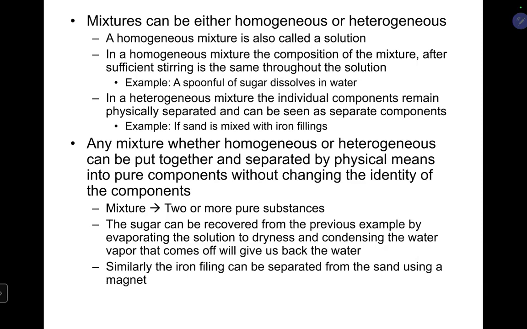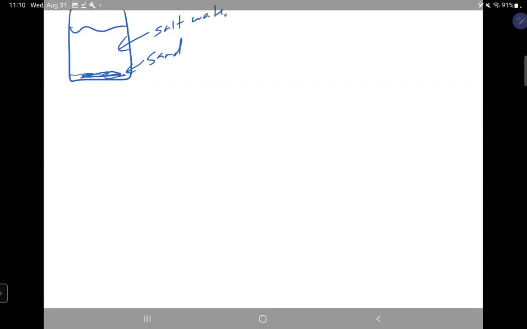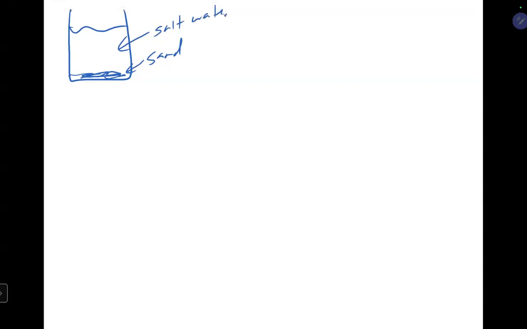So for example, let me find somewhere I could scribble. Yeah. So for example, say we took a beaker, we'll do kind of our example today in class here. We got some sand in there. We have some salt water. When we look at this mixture of salt water with sand, the mixture of the salt water and the sand is what type of mixture?